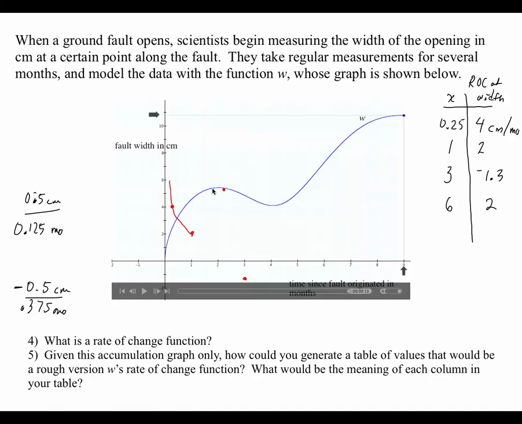Somewhere here, the rate of change is not changing, so it's right around 2, it's 0. And then back at 6, we're back at the rate of change is. Okay, so we're sketching the rate of change function. This is telling us how that accumulation is changing at any given time.